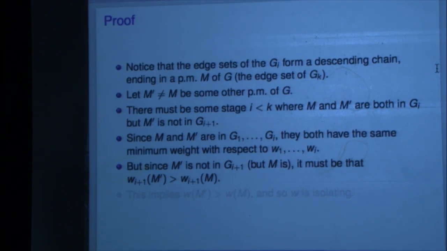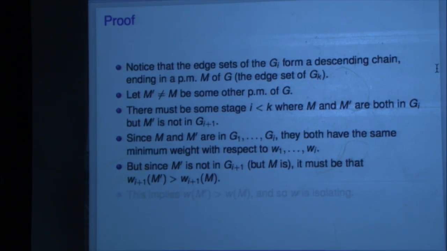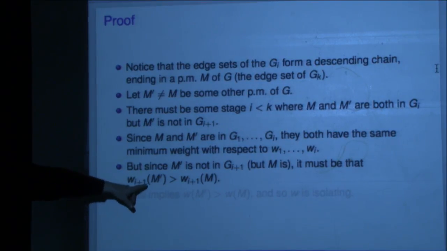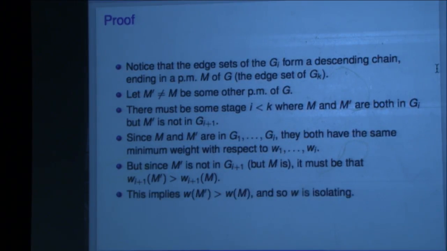Now you have all the weights from W1 to WI being equal for the two matchings, and now you have this discrepancy. The way we constructed the master weight function, those are just the significant digits of the master weight function, and what happens after I plus 1 doesn't matter. At this point, we know that the master weight of M prime has to be bigger than the master weight of M. And so W is isolating. It isolates M. OK, good.